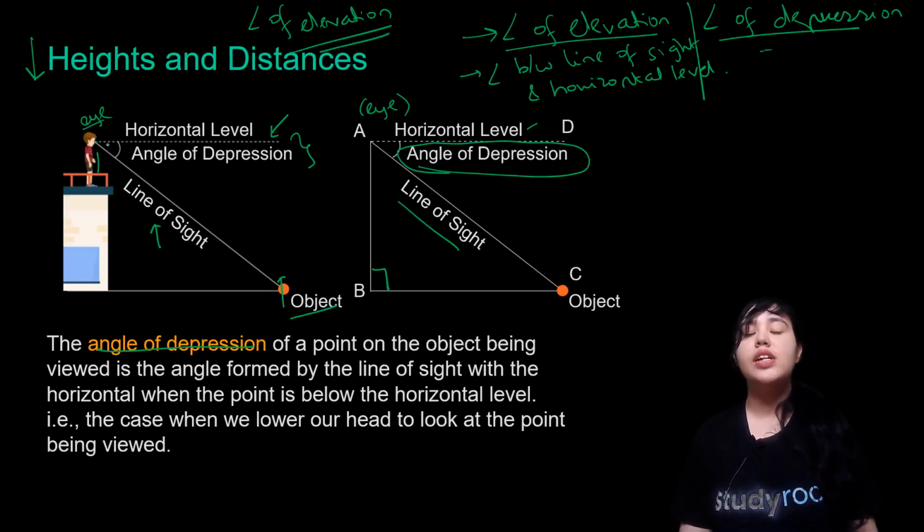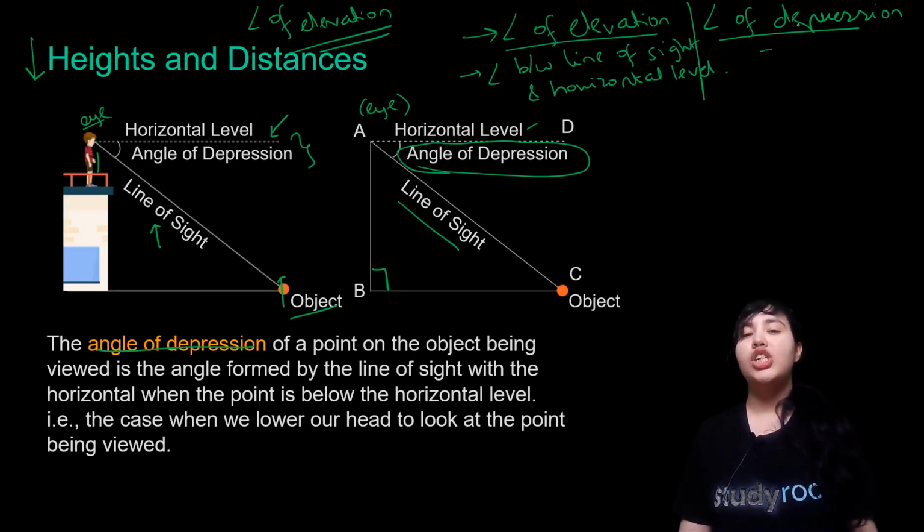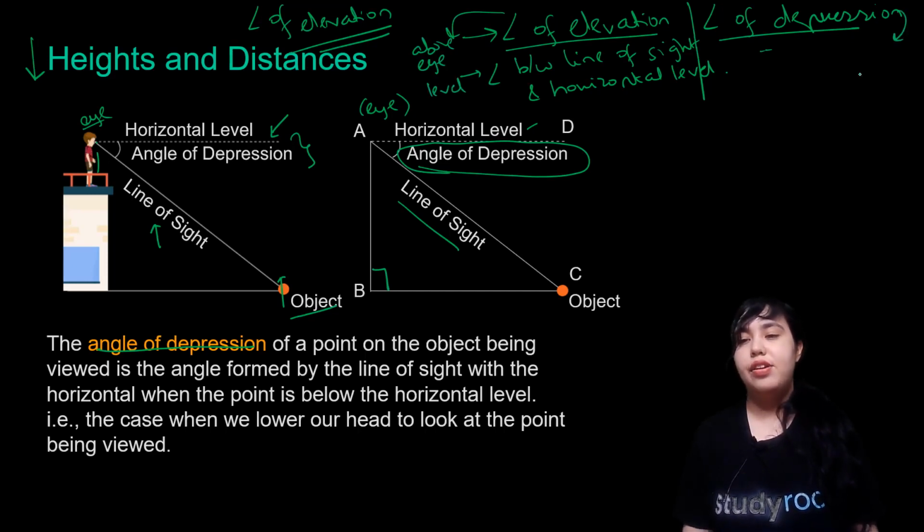Basically, in case of angle of elevation you have to put your head up. In angle of depression you have to lower your head. So this is above your eye level and angle of depression is below the eye level.